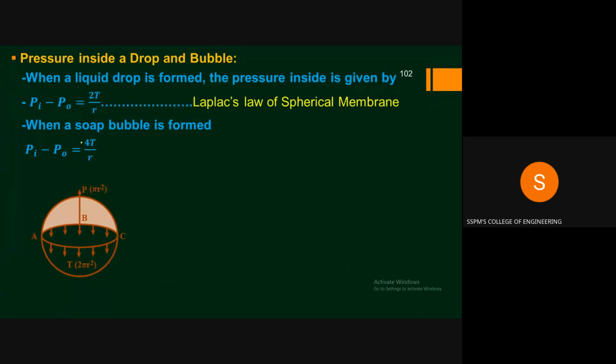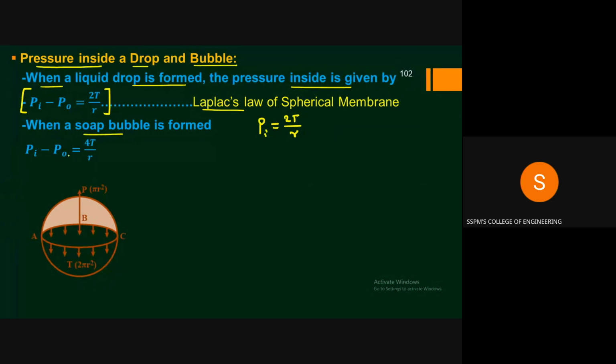Okay. Now the next concept or formula is based on pressure inside a drop and pressure inside a bubble. When the liquid drop is formed, the pressure inside is given by the relation Pi minus P naught is equal to 2T upon R. This is also called the Laplace law of spherical membrane. Pi is the pressure, P naught is the atmospheric pressure. Or simply we can write P is equal to 2T upon R. So this is for the drop.